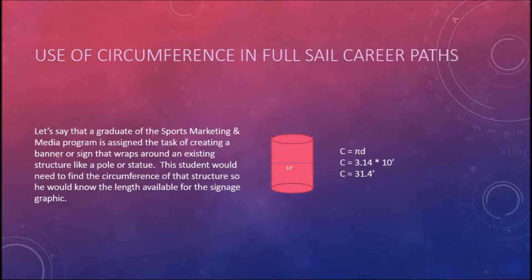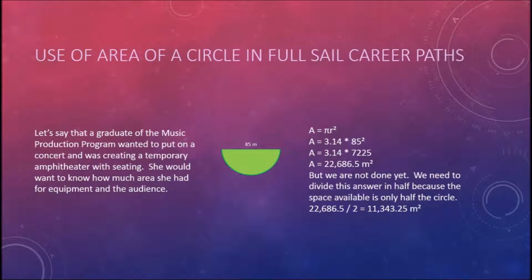My example is a cylinder with a diameter of 10 feet. So with the formula being C equals pi times d, again substituting 3.14 for pi, multiplied by 10 feet, we have a result of 31.4 feet.